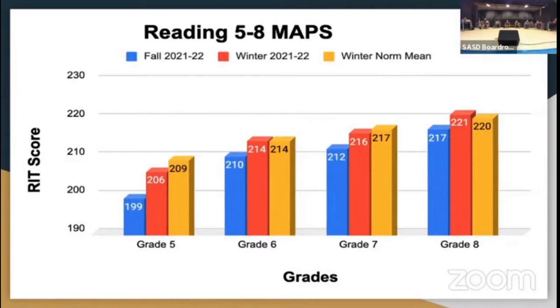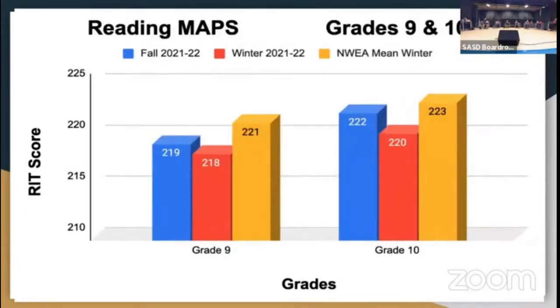For our 5-8 students, again, you'll see our fall, winter, and the norm. I want to point out grade 6 met that winter norm, and grade 8 actually exceeded the norm by a point. And then 9 and 10, we see a little dip from fall to winter for both 9th grade and 10th grade.